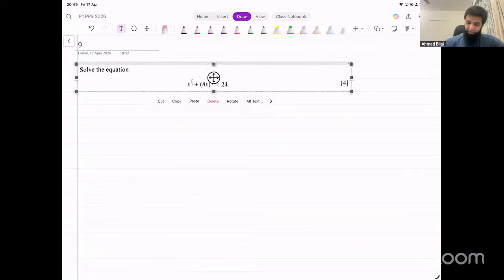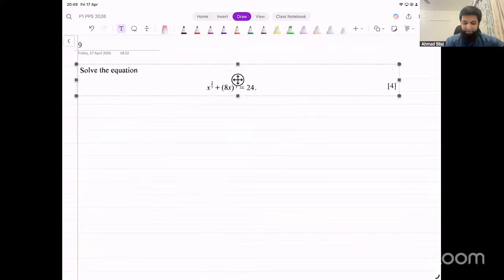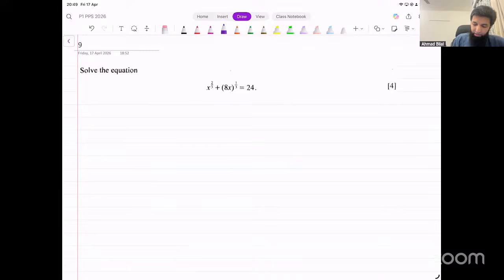Okay. (x power 2 over 3) plus (8x) whole raised to power 1 over 3 equal to 24. How do we do this now? This is a disguised quadratic, right? We can use a substitution to simplify this. 8 raised to power 1 over 3 into x power 1 over 3 gives 2, and we get x power 2 over 3 plus 2x raised to power 1 over 3 equal to 24.